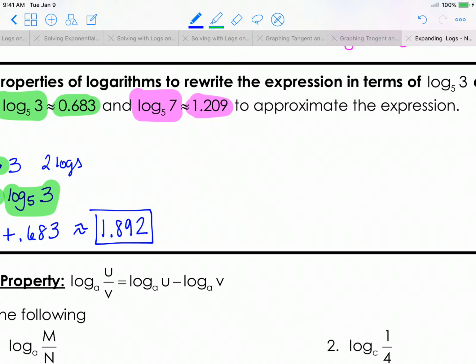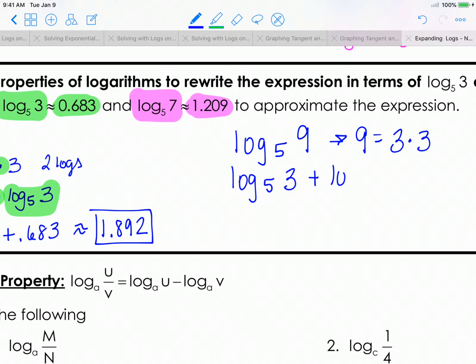Okay, let me just do another one real quick, just to give you an example. What if it was something like this? Log base 5 of, let's say, 9. Well, how can I rewrite 9 so that it can be log base 5 of 3 or log base 5 of 7 or both? Well, I could say that 9 is equal to 3 times 3, correct? So I could do log base 5 of 3 plus log base 5 of 3.